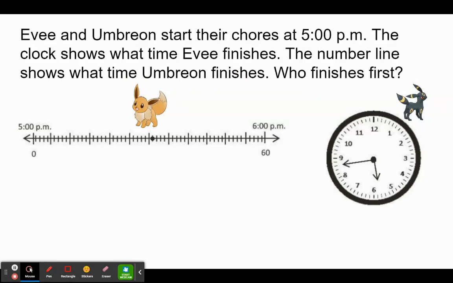And we actually switched this. So this is supposed to be Umbreon right here. We see Umbreon. And then this one shows Evie. Sorry, my mistake. But anyway, let's go ahead and figure out who finishes first. So the clock shows that they start at 5 o'clock. Let's start with the number line. So Evie starts at 5.